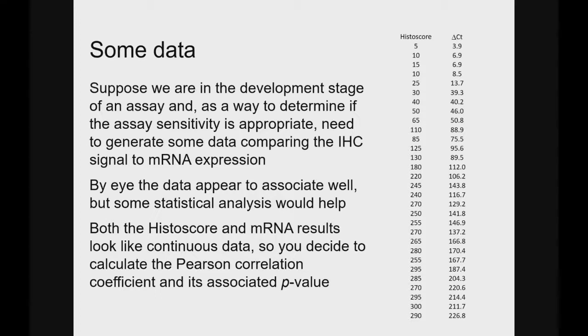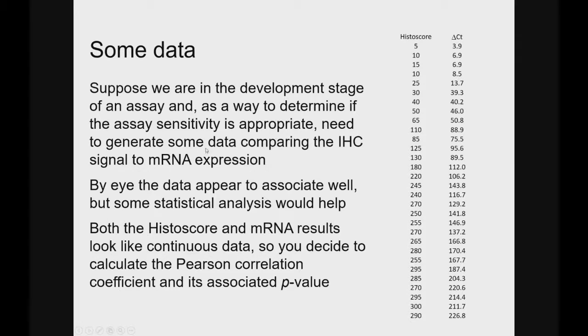Well, ideally we have some sort of independent metric. So one of the things you'll find when people set up assays is an independent metric might be looking at the expression of mRNA in some specimens and comparing that to the IHC data. And that'll allow you to set the sensitivity of your IHC assay appropriately. So that's what we have.